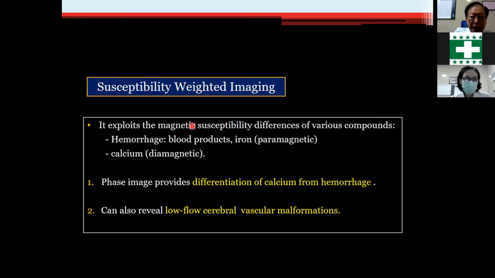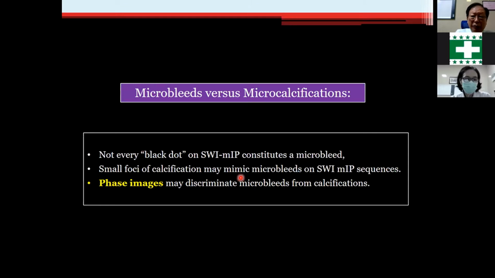SWI can also show small, slow flow vessels. You won't see these on an angiogram. These are the low flow vascular malformations. You won't see them because they are too small and the flow is very slow.